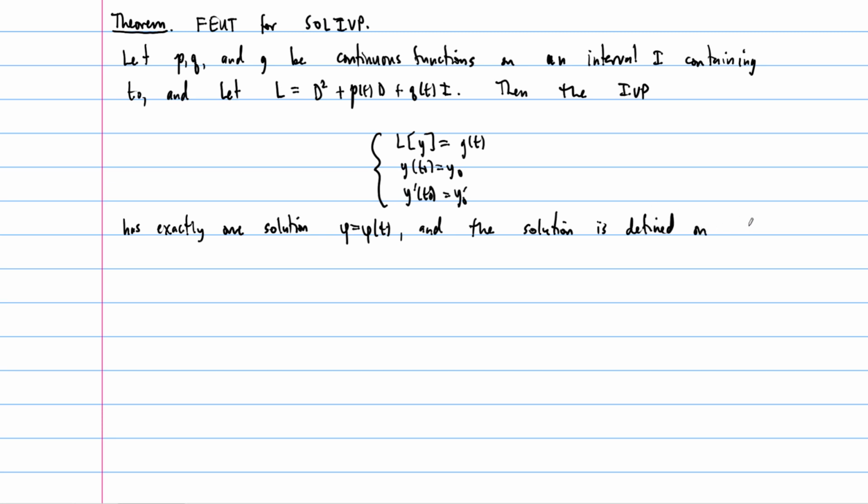So the solution is defined on an interval at least as large as the interval I, which, remember, is the common domain of P, Q, and G that contains t naught and for which these functions are continuous. So again, fundamental existence and uniqueness. It has a solution, that's existence, and exactly one solution, that's uniqueness. So it has a solution and it's unique, as long as the coefficient functions are continuous on an interval containing the initial t value.